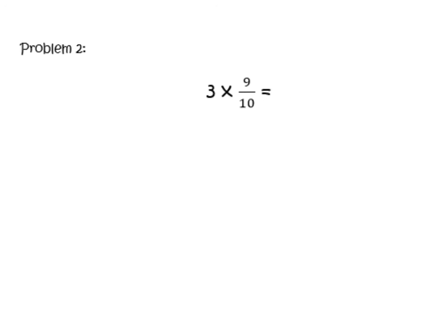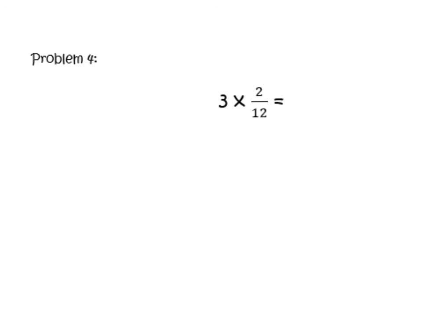Look at problem 2. Go ahead and solve just like you did for problem 1. Pause the video and replay when you are ready to check your work. 3 times 9 is 27. The denominator 10 stays the same, so my answer is 27/10.